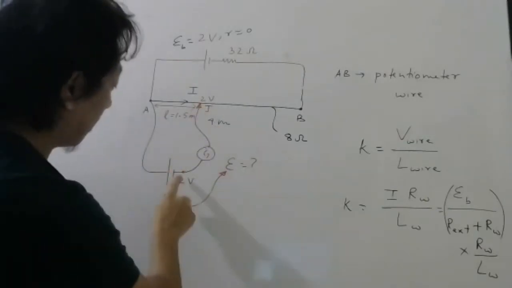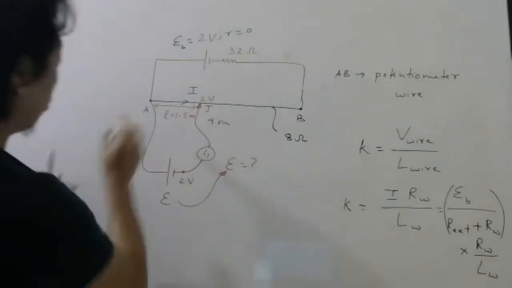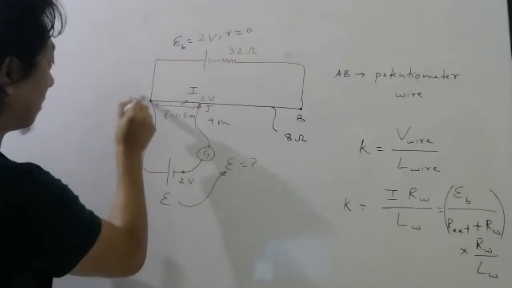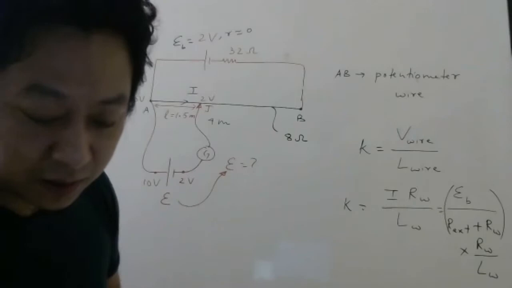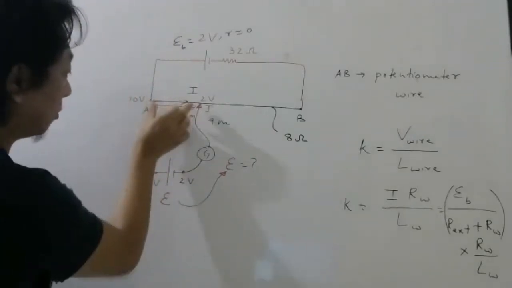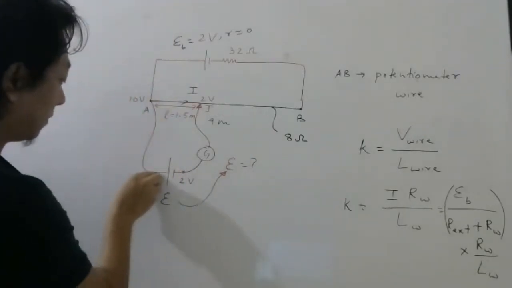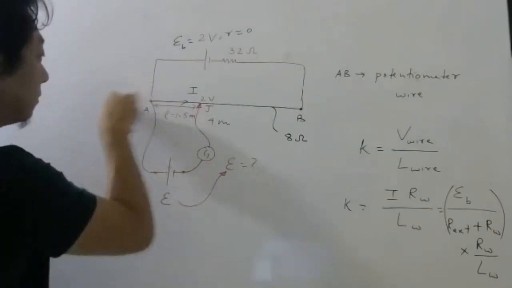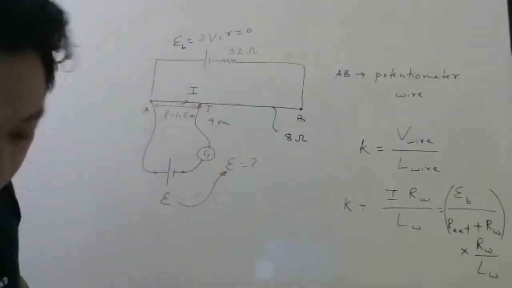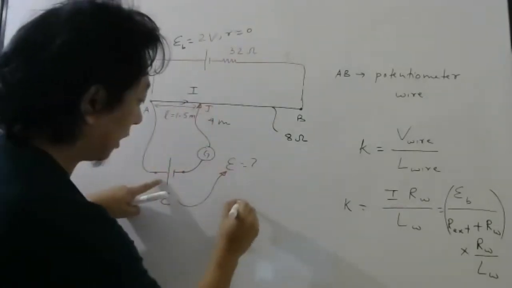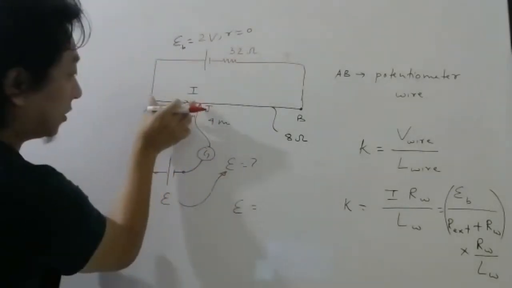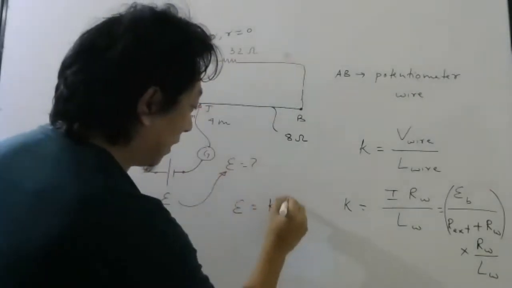If here and here the potential is the same, you already know this and this will be at the same potential. 10 volt, 10 volt, an example I am taking. That means the potential difference here should be equal to here. Now, the potential difference here when no current flows is nothing but the EMF. And the potential difference here is K into L.